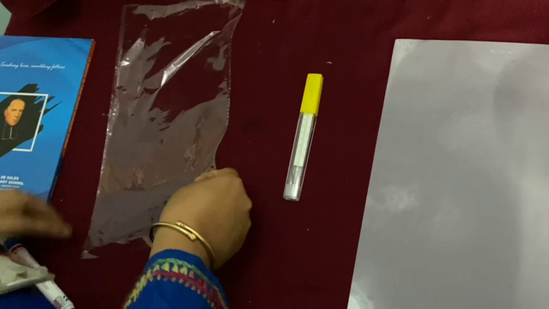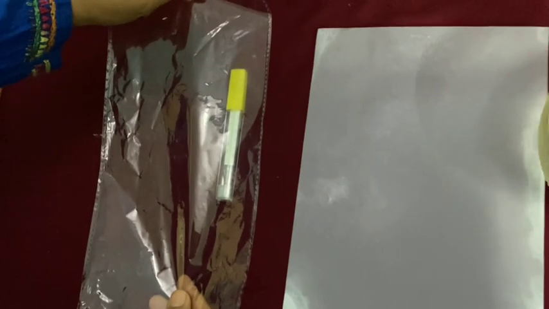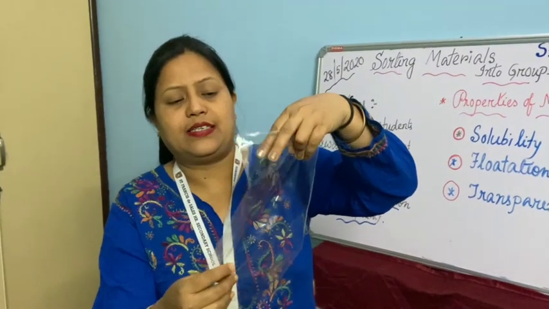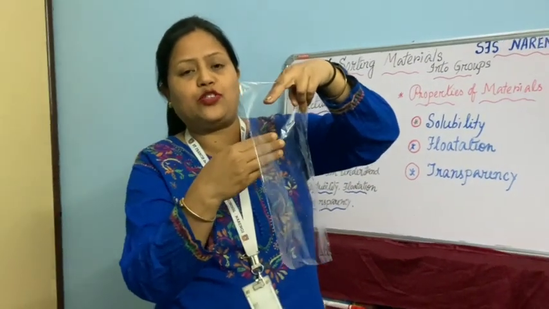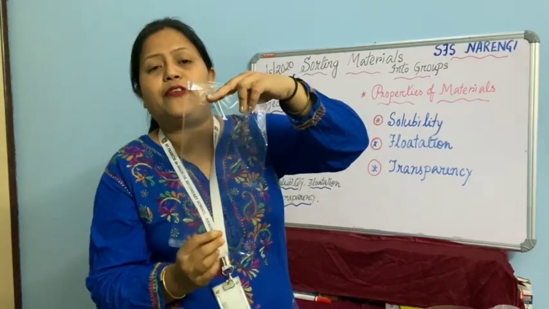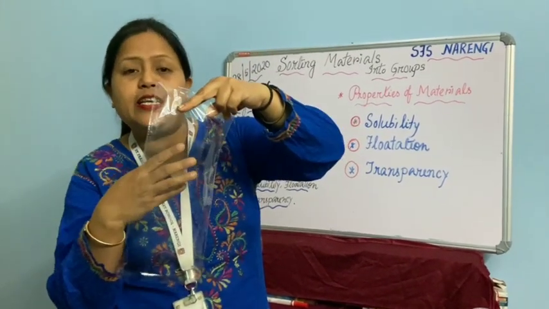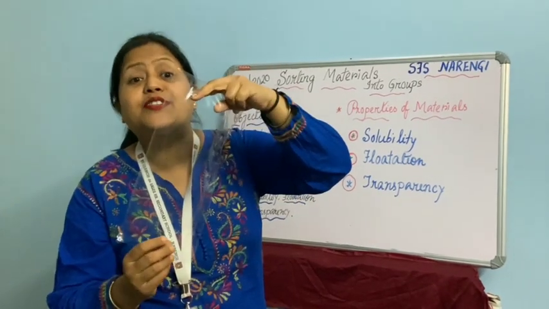So let's start by looking at this particular object through this cellophane paper. You see that this thermometer is very clearly visible through this plastic paper, this cellophane paper. Why is this so? This is because light is able to pass through this particular cellophane paper, meaning light can easily pass through it. So this is transparent.